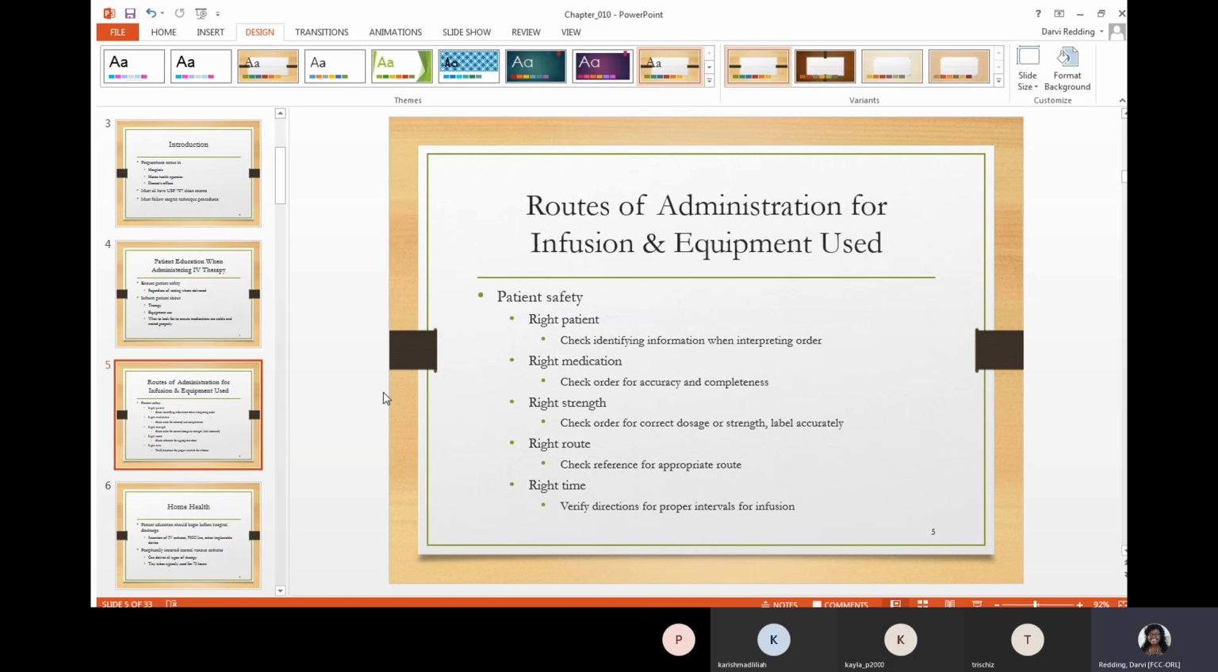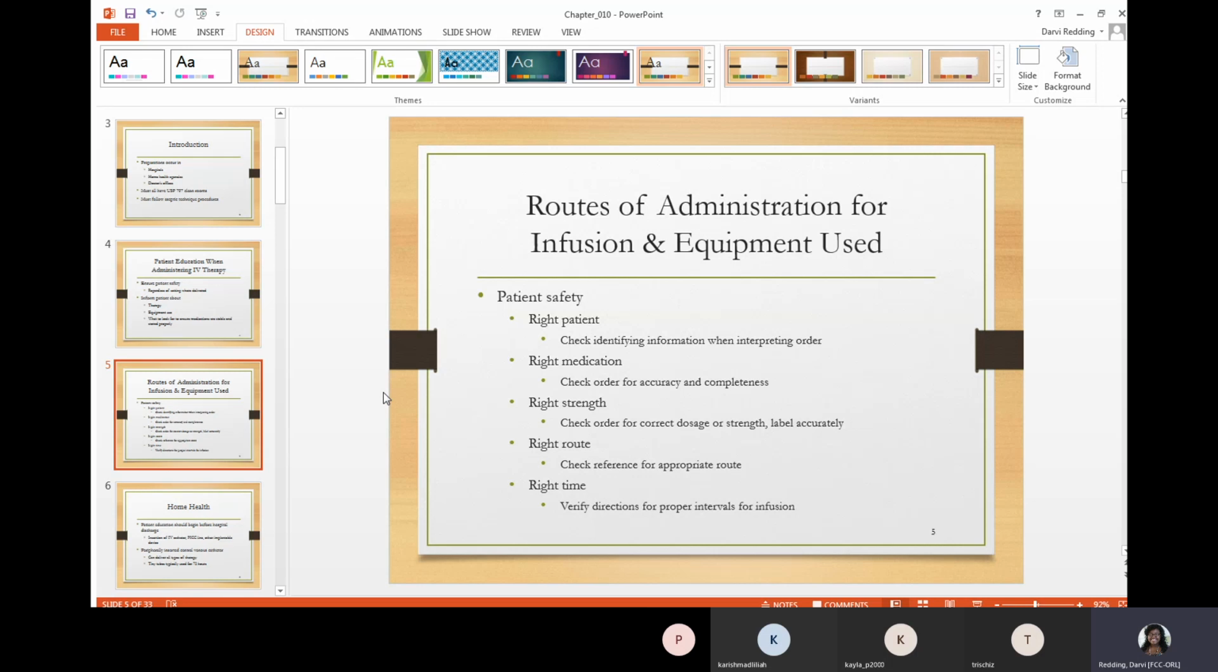So it's always important to make sure the right route is identified, and you can check a reference for the appropriate route. That's why we have different references in the pharmacy, so we can make sure a medication comes in a certain dosage form, and also the appropriate route that the patient should be having it. Lastly is making sure that the person is going to have it at the right time.